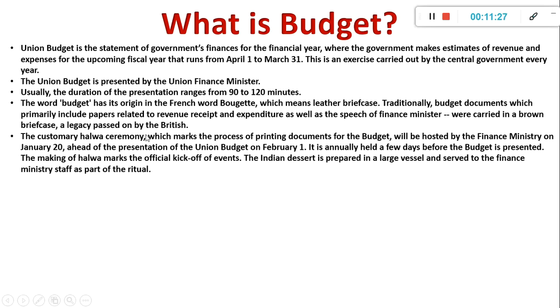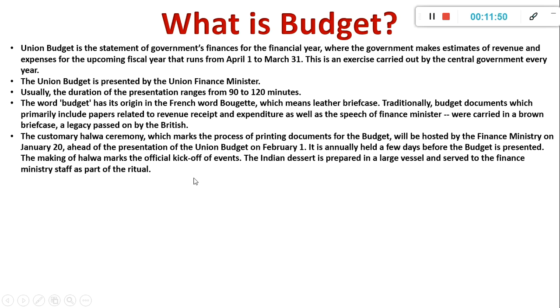They call this the halwa ceremony. It is an Indian dessert which they make 10 days before that, and that marks the beginning of this process. It is hosted by the finance ministry on January 20, ahead of the presentation of the union budget on February 1. It is held annually a few days before the budget is presented. The making of this halwa marks the official kickoff of events. The Indian dessert is prepared in a large vessel and served to the finance ministry as part of the ritual.